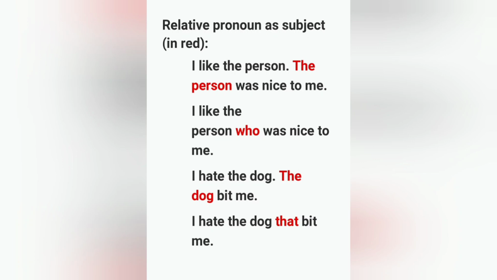Relative pronoun as subject. See the example. I like the person. The person was nice to me. We can combine these two sentences with a relative pronoun. See the next sentence. I like the person who was nice to me. In this sentence, who is used as a relative pronoun.